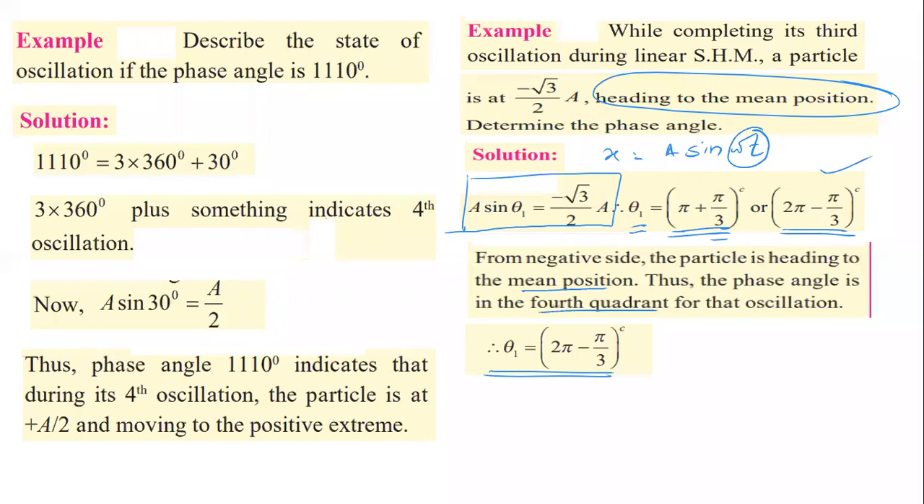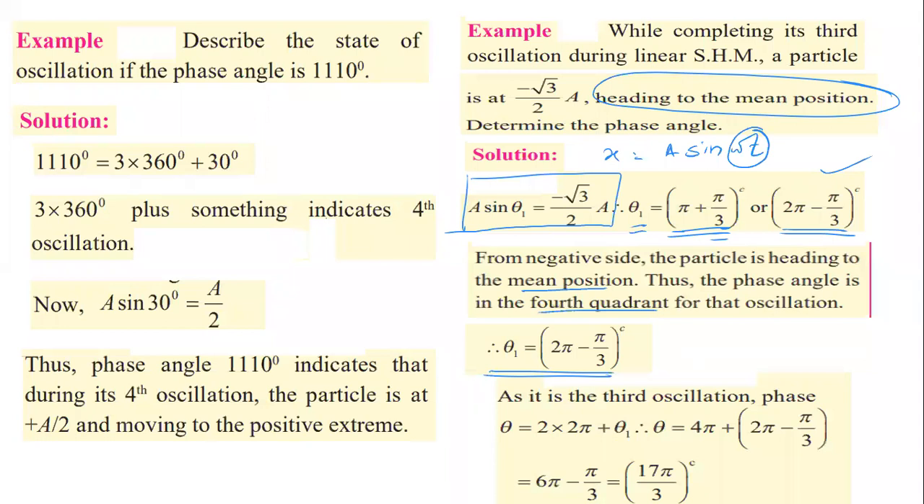And the value of this angle is repeated after every 2 pi. So it is the 3rd oscillation, and the phase angle is, in 2 oscillations, 2 into 2 pi plus this theta 1. After substituting we get 4 pi plus 2 pi minus pi by 3. So 4 pi plus 2 pi is 6 pi, so 6 pi minus pi by 3. After solving it, we get 17 by 3 pi as the phase angle.